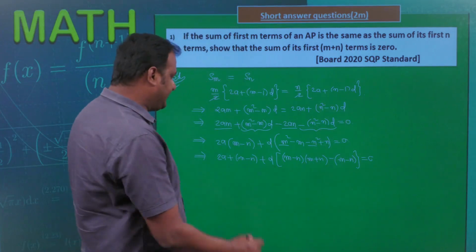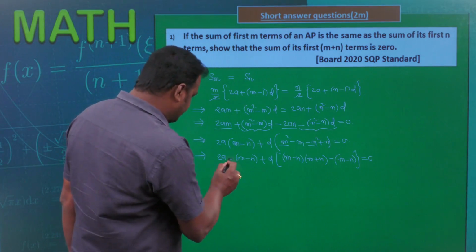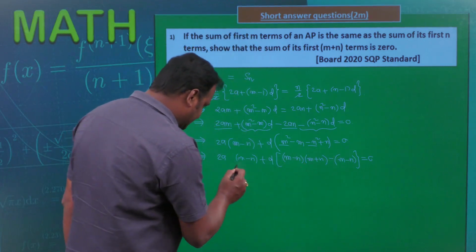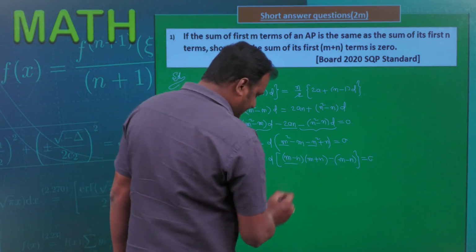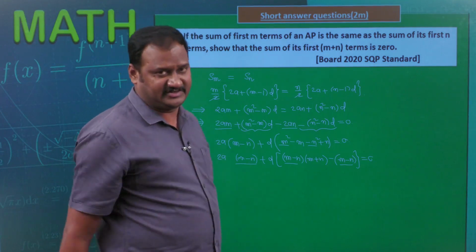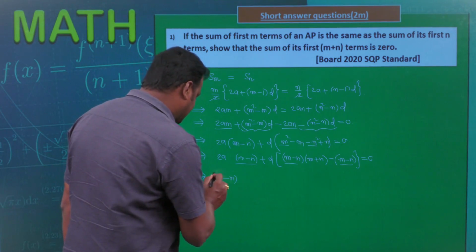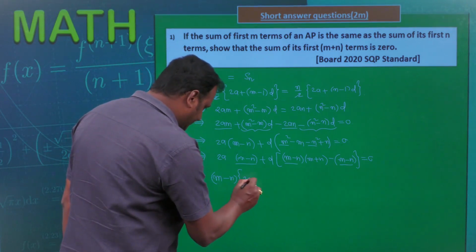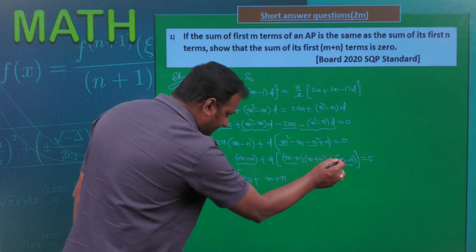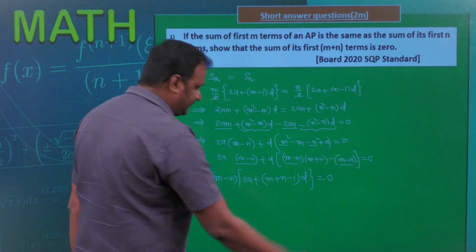Got it? See, we have 2a into m minus n, plus d into m minus n into m plus n, minus m minus n. It means m minus n is there in all the three terms. So I am going to take m minus n common. So m minus n times, remaining 2a plus, here it is m plus n minus 1 into d, is equal to 0.